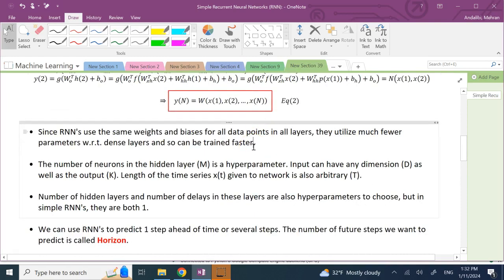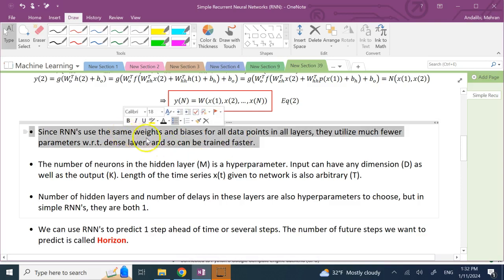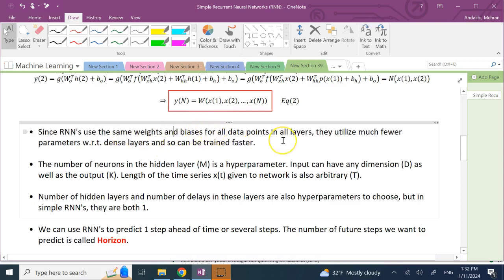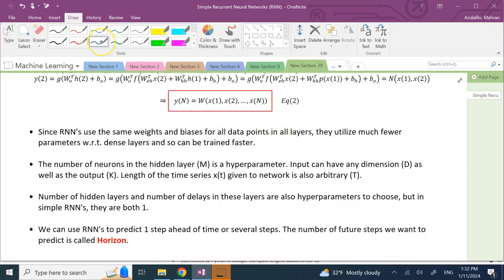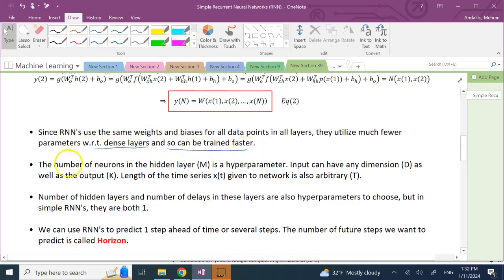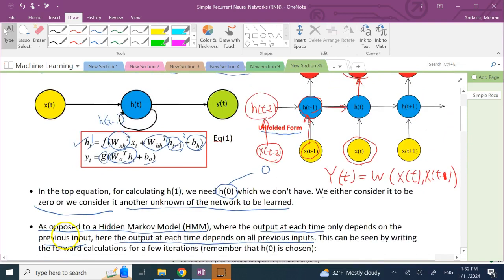Now what is one of the major advantages of these recurrent neural networks, other than that they have memory? The other advantage is they use the same weights and biases for all data points in one layer, so they use much fewer weights and biases, or parameters, compared to a dense layer, and so we can train them faster. And you can see that here, right?